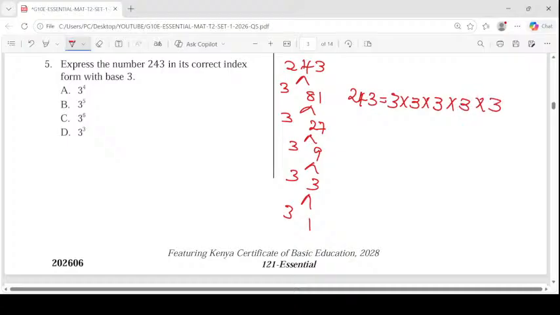In index form, expressing in index form, it will be now 3 to the power of 5, where the power is the number of times the number is multiplied by itself. So the correct answer here becomes 3 to the power 5, which is choice B for boy. Choice B for boy is the correct answer for question number 5.